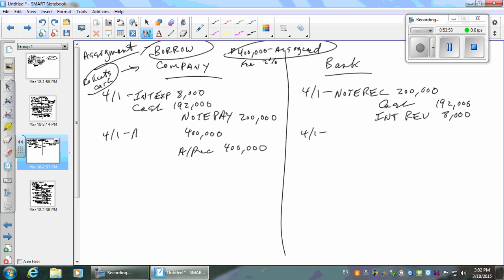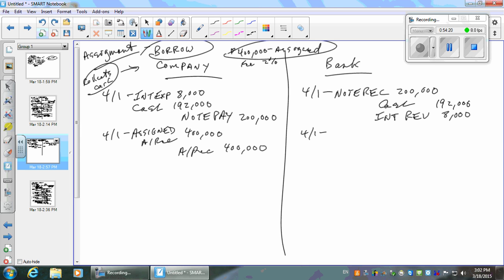How about assigned accounts receivable? And what that does is it sends the message right in the face of your balance sheet that your receivables can't be used for anything else. You collect them, they have to be paid. That cash has to be paid to somebody else. And I put the whole 400 in there because I assigned the whole 400. I can't use them as collateral for a loan or anything.